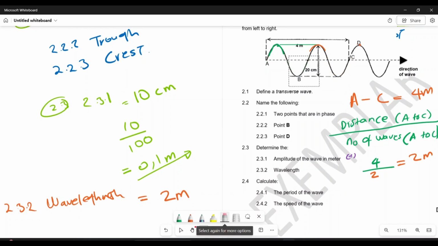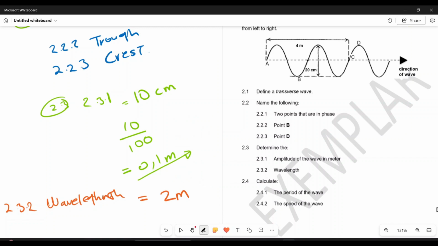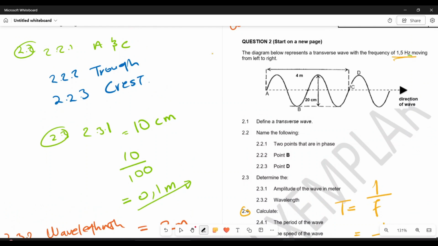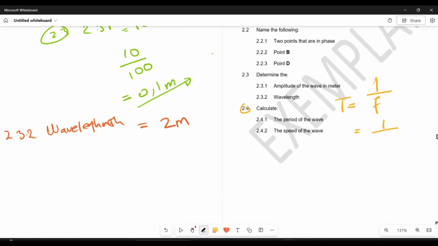Now proceeding to the next question. With regards to 2.4, 2.4.1 wants us to calculate the period of the wave. Now, what formula are you going to use to calculate your period? Remember, you're going to use this formula whereby T is your period. It will be equal to 1 divided by your frequency. Now, the frequency of this wave we were given as 1,5 hertz. So I'm going to say 1 divided by 1,5. And punching this into my calculator, I should get the period of the graph. The period of the graph would be equal to 0, rounding it off to 2 decimal places, 67 seconds.